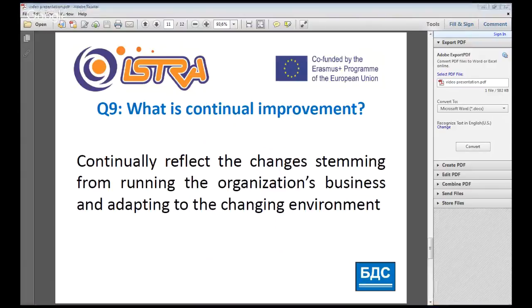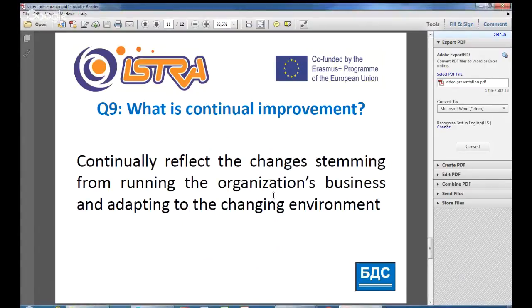Question number 9. What is continual improvement? This is the last step of the PDCA cycle of risk management. Improvement is a main topic of each management system and framework. In fact, the Plan, Do, Check, Act cycle is based on a kind of improvement model directed to continually reflect the changes stemming from running the organization's business and adapting to the changing environment.